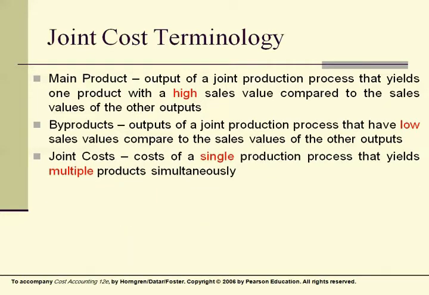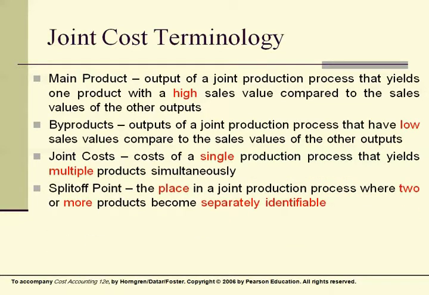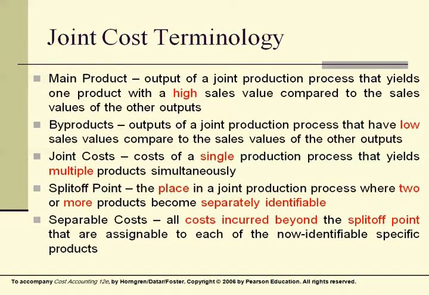Joint costs, costs of a single production process that yields multiple products simultaneously. A split off point, the place in a joint production process where two or more products become separately identifiable. Separable costs, all costs incurred beyond the split off point that are assignable to each of the now identifiable specific products.